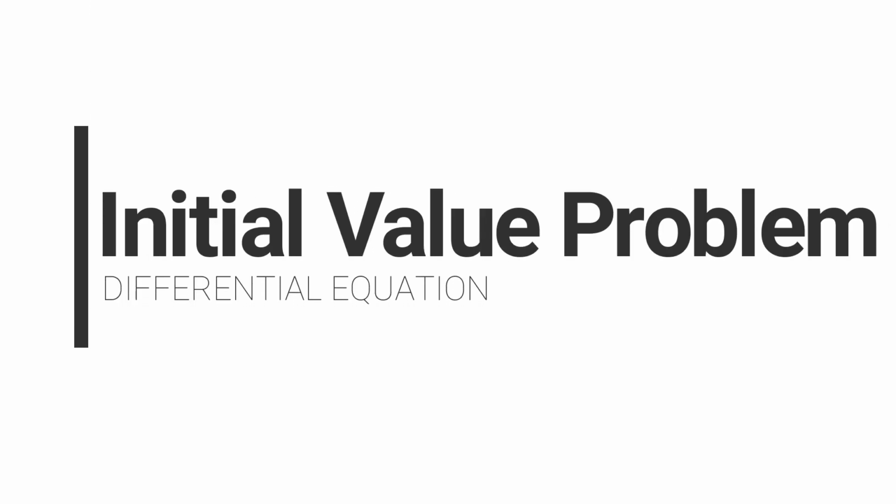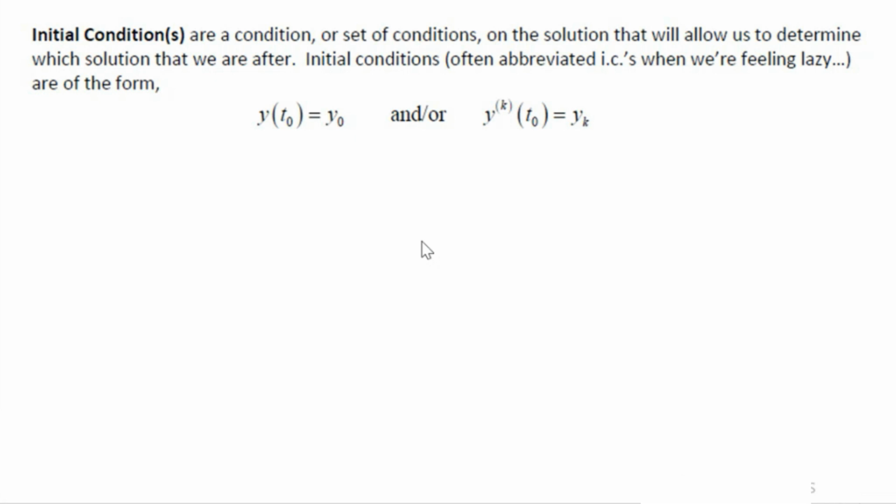Okay, today we're going to discuss the initial condition and initial value problem. So we define initial condition or conditions. They are a condition or a set of conditions on the solution that will allow us to determine which solution that we are after. So usually the initial conditions are of the form y of t sub 0 is equal to y sub 0, and or y raised to k of t sub 0 is equal to y sub k.